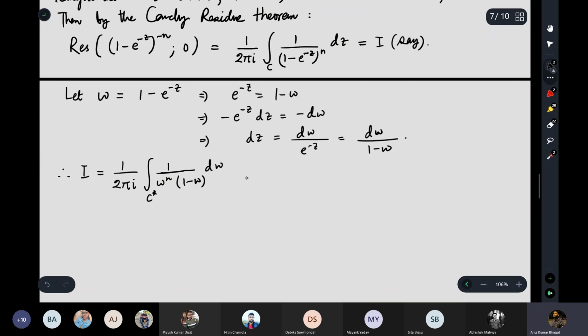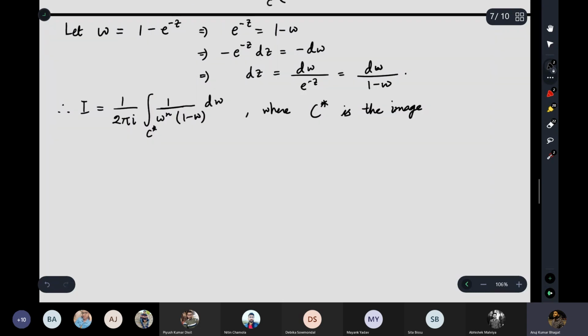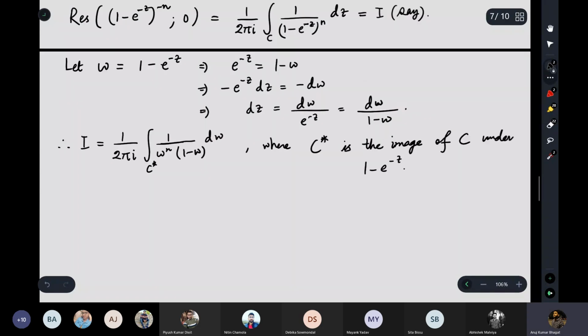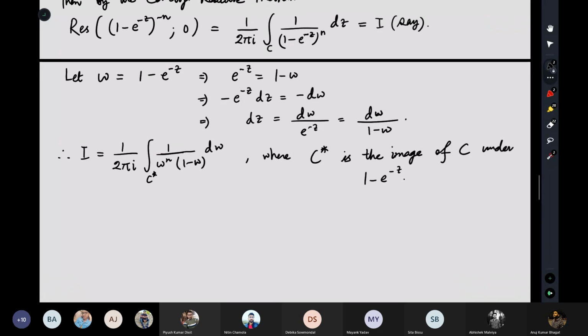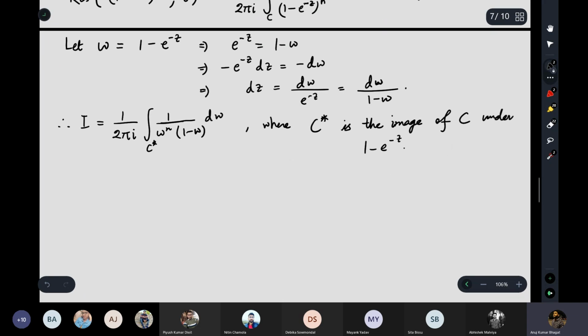What is C star? Where C star is the image, because when you are transforming things, you have to also transform the curve. Okay, so where C star is the image of C under the transformation 1 minus e to the power minus z, in the omega plane. This is omega, right? Okay, so again you have to find this integral.